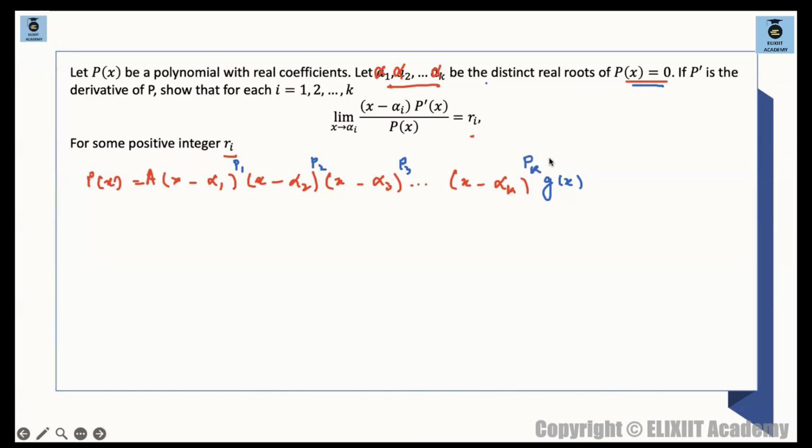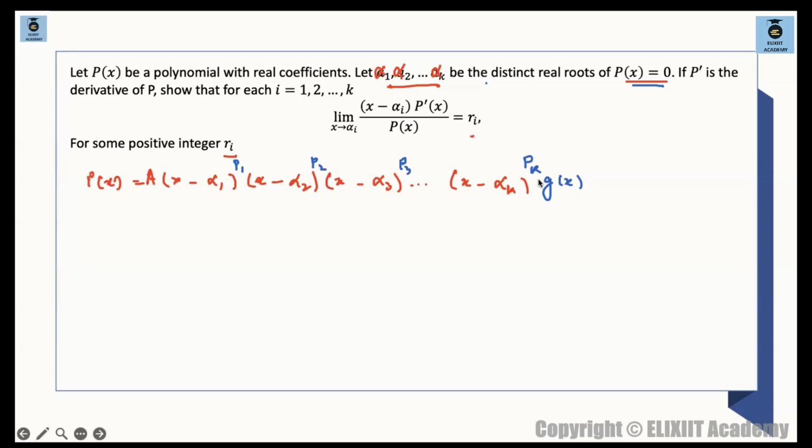They can repeat. So x minus alpha 1 raised to the power of p1, x minus alpha 2 raised to the power of p2, and so on till x minus alpha k raised to the power of pk, multiplied by gx. Why gx? Because you don't know whether any other roots are present or not. Complex roots can be there.